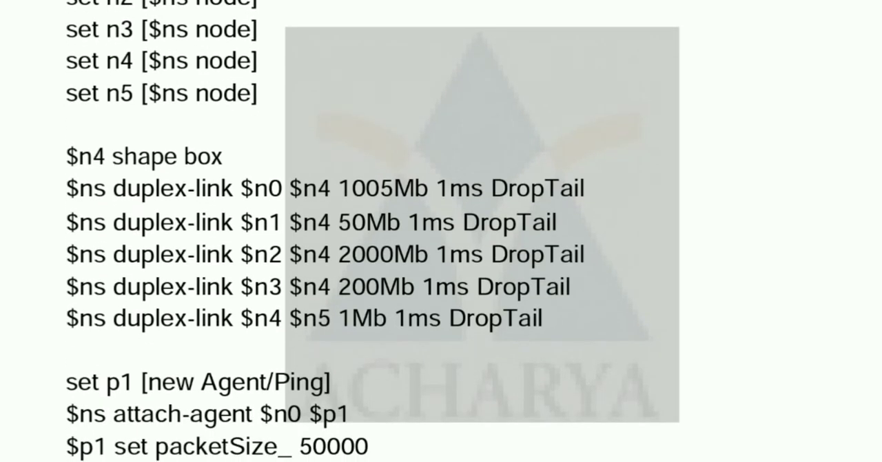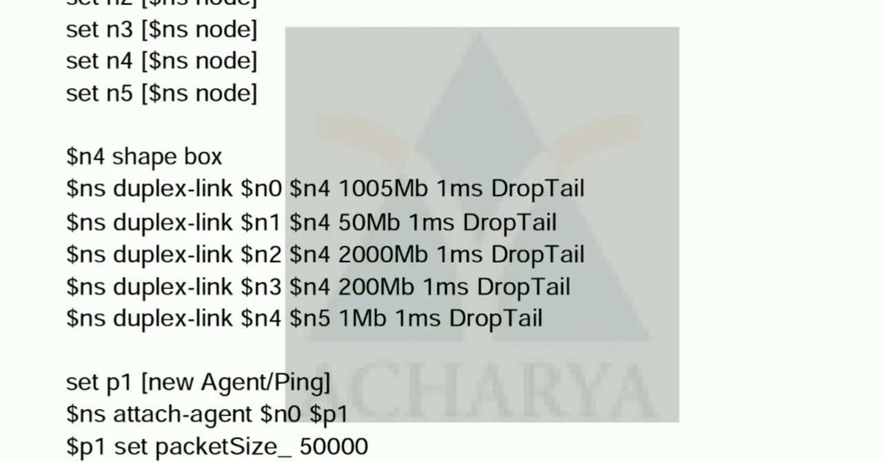We have told you that every node is connected to node 4. You can see that evidently here. Node 0 is connected to node 4, node 1 connected to node 4, node 2, node 3, as well as node 5. All of it is connected to your node 4.